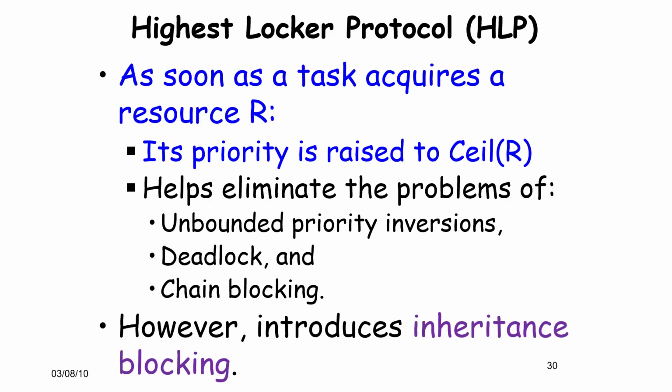So the key point is that as soon as a task acquires a resource R, its priority is raised to the ceiling of R. This is the only thing we care about. Internally, whether it's max or min, those are not important problems. So this helps eliminate several problems. As we have seen here, there is no unbounded priority inversion. The reason is quite similar to PIP, so I will not go through it once again. Furthermore, it stops deadlocks. We will see why.